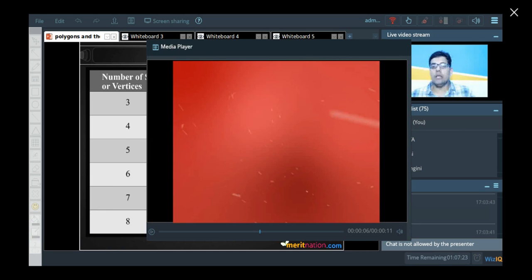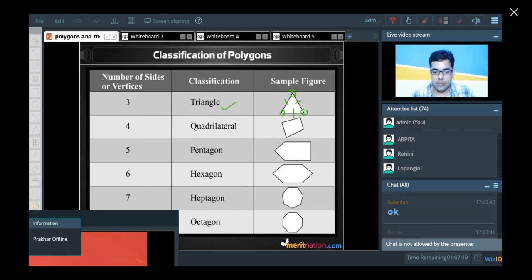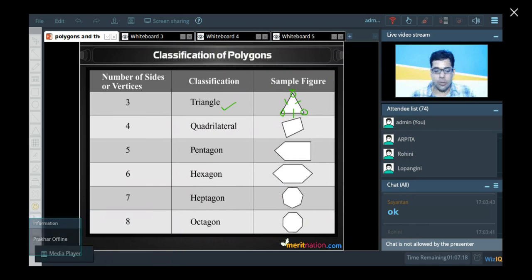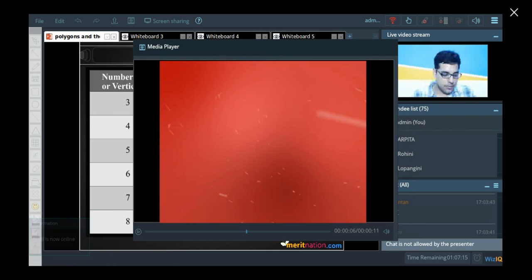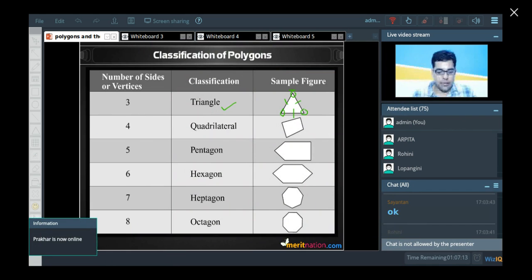Now, we're talking about the concept of triangles. A triangle contains 3 sides, or 3 vertices. Therefore, it is called a triangle.